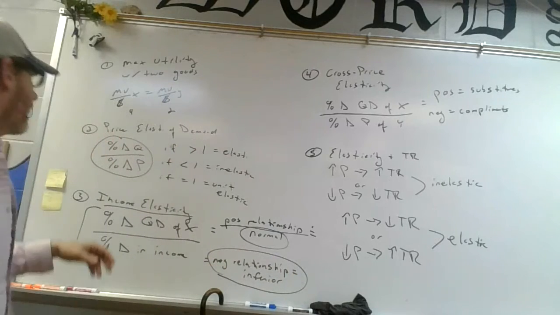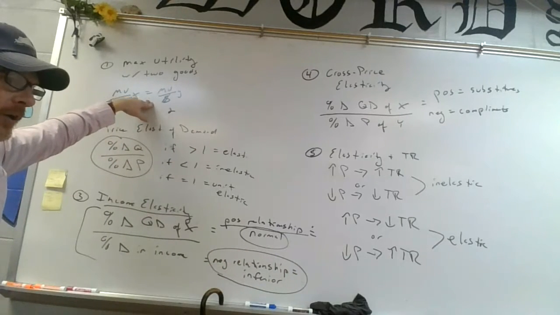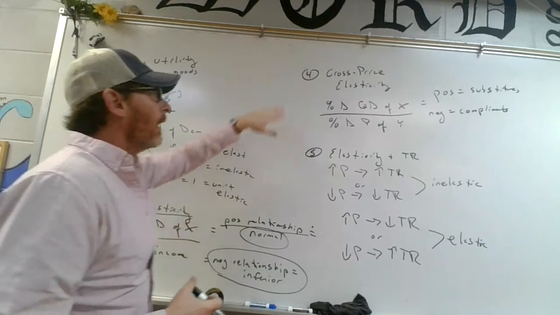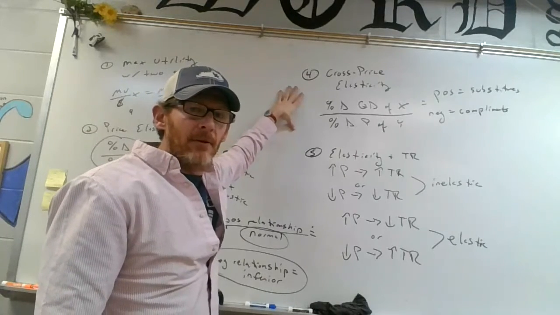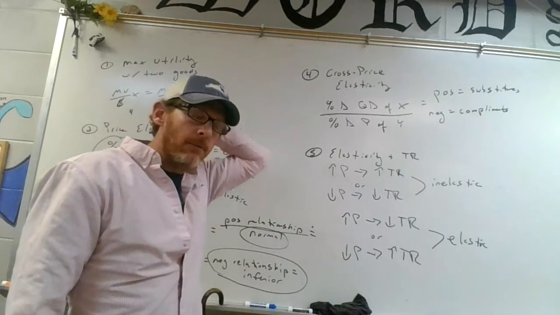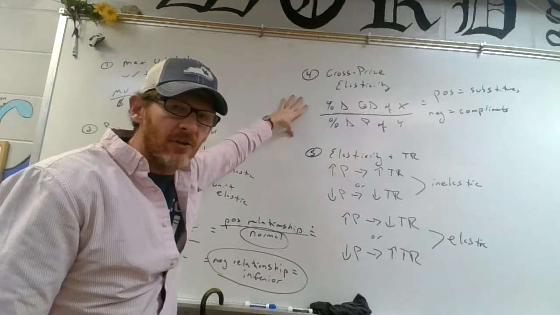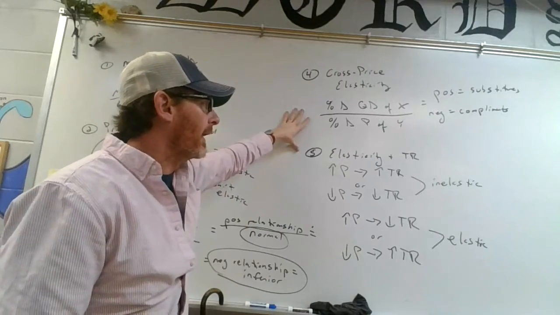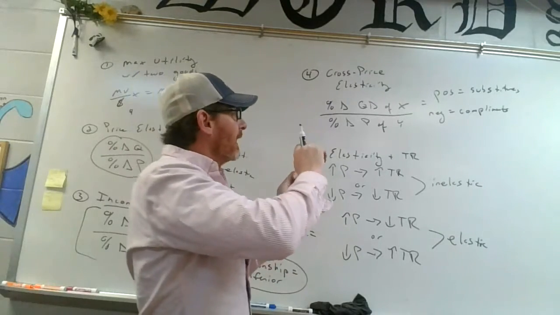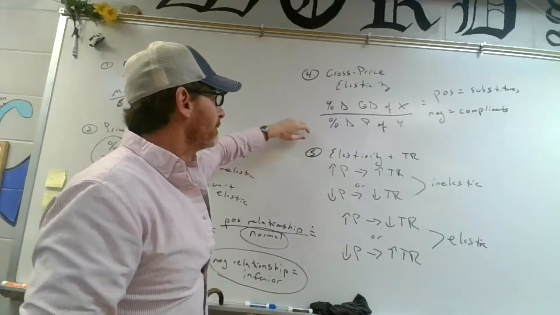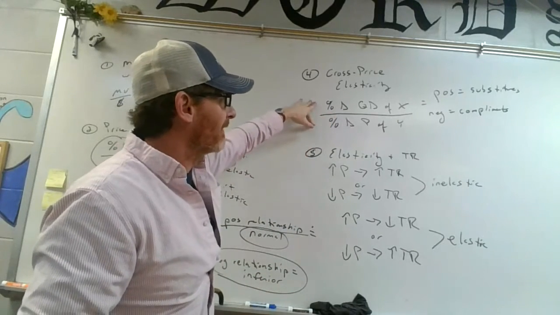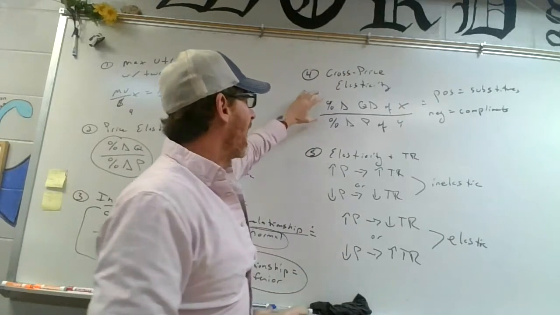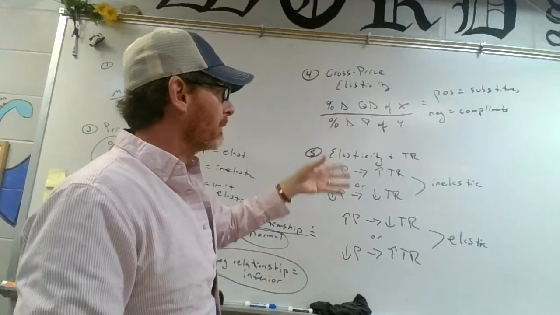Okay, so we have our marginal utility per dollar, our maximizing utility equation, our elasticity of demand equation, our income elasticity equation. Our cross-price elasticity, remember that's what's talking about whether it's a complement or a substitute. That's percent change in the quantity demanded of X over the percent change in the price of Y. If those two things go in a positive direction, so for example, if the price of Y goes up and we buy more of X, that means it's a substitute. If they go in opposite directions, then it's a complement.